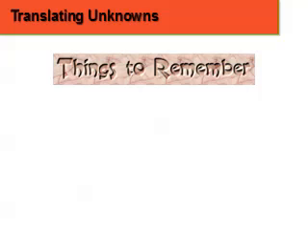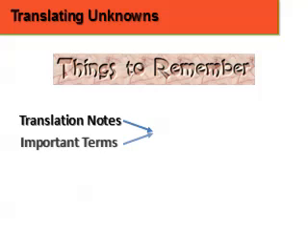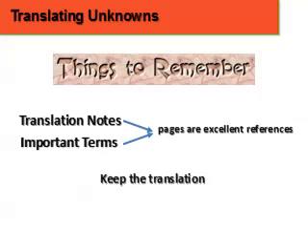This concludes the lesson on how to translate unknown cultural practices. Remember, the translation notes and the important terms pages are excellent references when you are uncertain as to the meaning of a source word that relates to unknowns such as animals, historical facts, or cultural practices. Look at the lesson on each category to learn more. At all times, remember, keep the translation clear, natural, and accurate to the meaning.